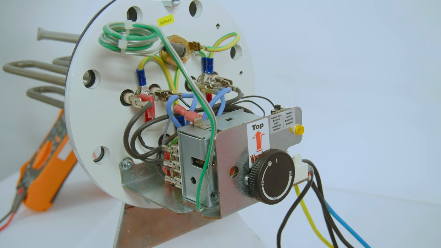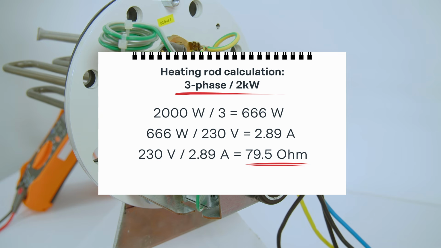If it's 2 times or 3 times of what you expect, then this signalizes that the heating rod is to be replaced. If you want to calculate how many ohms to expect, you can do that by yourself. You see our calculation on the screen. I will give you the values for the most common heating rods.